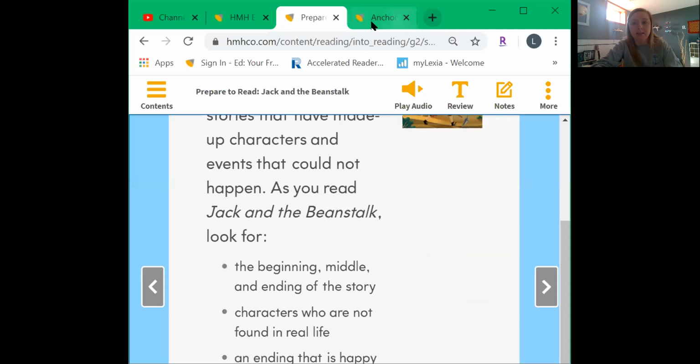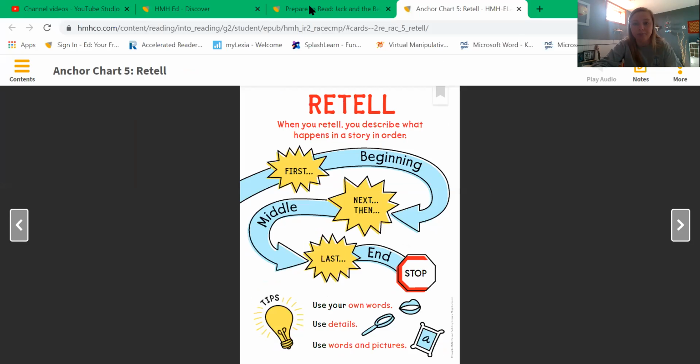So I want to show that anchor chart for retelling. So again, when we retell the story, you describe what happened in the story in order. Okay, so in that chronological order, what happened first, so what happened first in the beginning, and then we go to what happened next or then. And that's in the middle of the story. Remember, the beginning of the story is where we meet the characters. Middle of the story, those characters are facing a problem, and then we get to the last, or finally the end of the story, and they have solved that problem that happened in the middle.